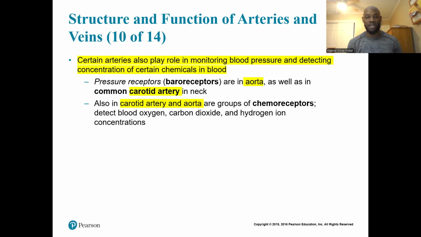We also have chemoreceptors, which can detect blood oxygen and carbon dioxide. If my blood oxygen levels are low, I need to increase my heart rate so that I breathe more. I mean, my heart beats more and pumps more blood, and therefore gets more oxygen into my blood.